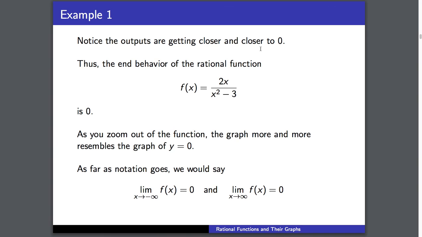As far as the notation goes, we would say that the limit as x approaches negative infinity of our function is 0. Remember, this is as we head further to the left on our graph, our output values are getting closer to 0. And the limit as x approaches positive infinity of f of x is also 0, as we head to the right, our function is approaching 0 as well.